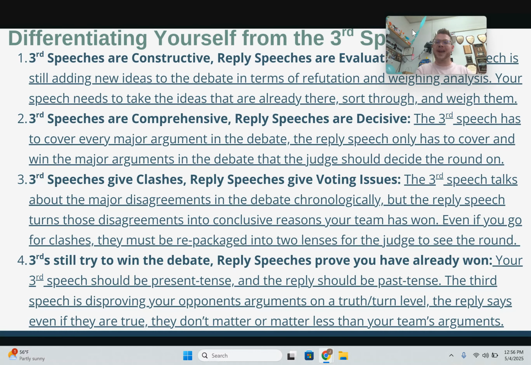Third speeches are comprehensive, whereas reply speeches are decisive. The third speaker has to cover every major argument in the round, whereas the reply speech only has to cover and win the major arguments in the debate that the judge should be deciding the round on.